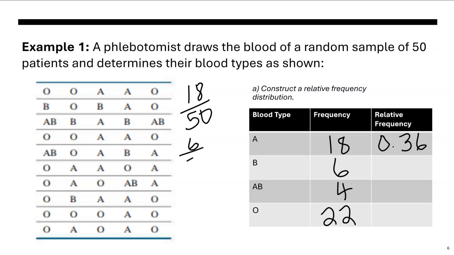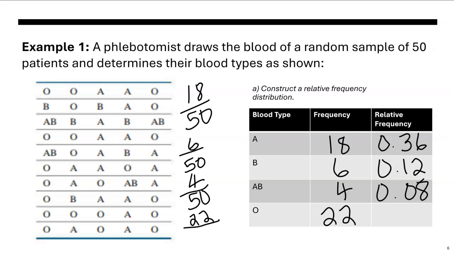And so I will do the same thing for B. I will do 6 divided by 50. So 6 divided by 50, if you divide that out, you get 0.12. And then for AB, I will do 4 divided by 50. And if you divide that out, you get 0.08. And then for type O, we'll do 22 divided by 50. You divide 22 by 50, you get 0.44.